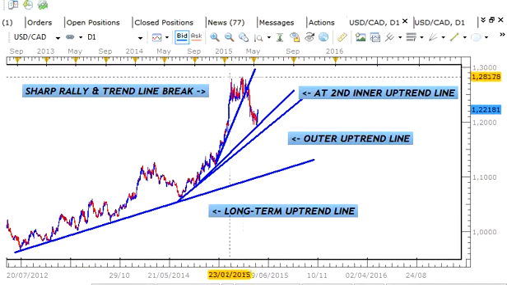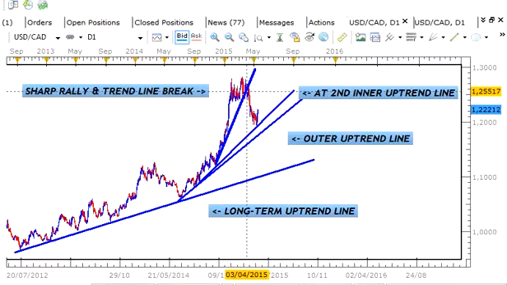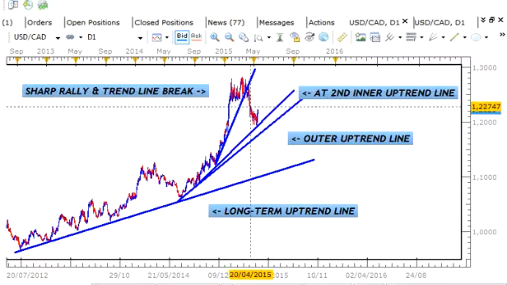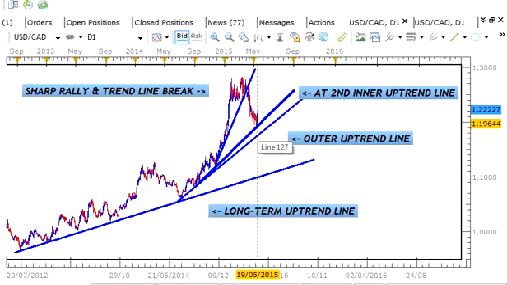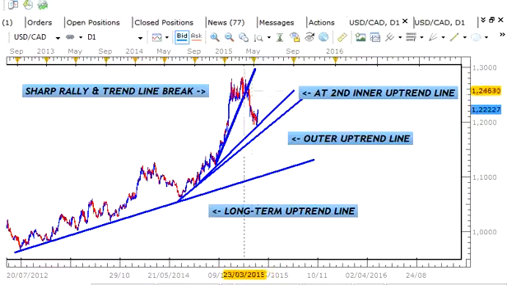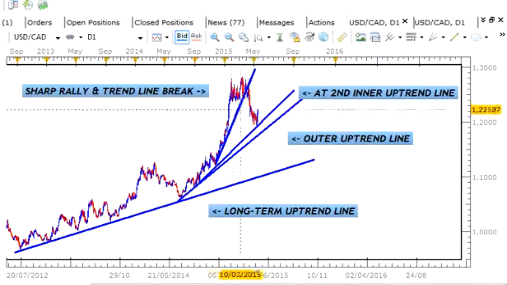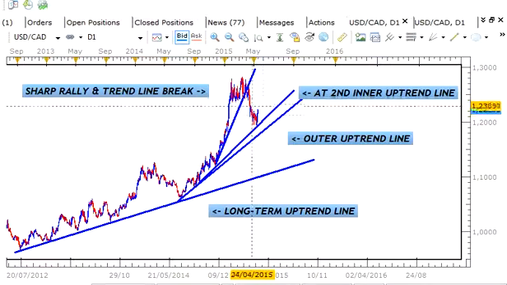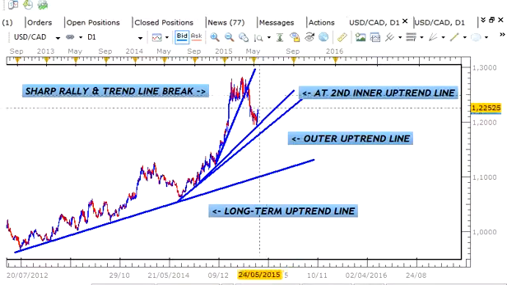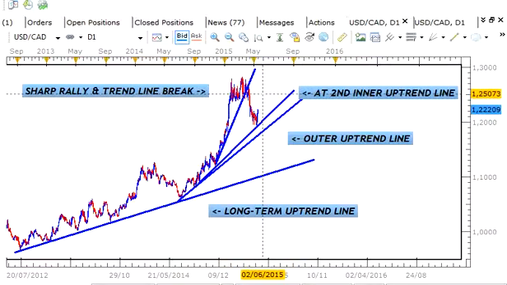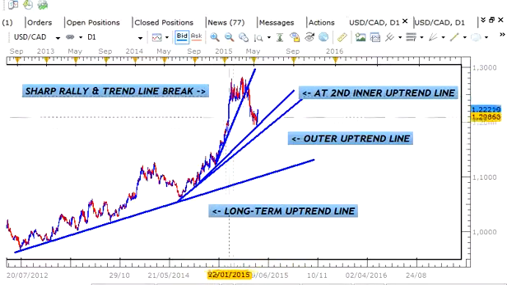before taking a pause and moving sideways and then breaking this first inner uptrend line that carried us down to the second uptrend line where we are now today. Now, given this overall situation, the question has to be asked whether or not we're going to continue to move bearish to break these other trend lines to continue this overall movement that is now taking place in favor of the Canadian dollar, or if we're going to see a rally that carries us back bullish in favor of the US dollar to continue the overall uptrend of this pair.